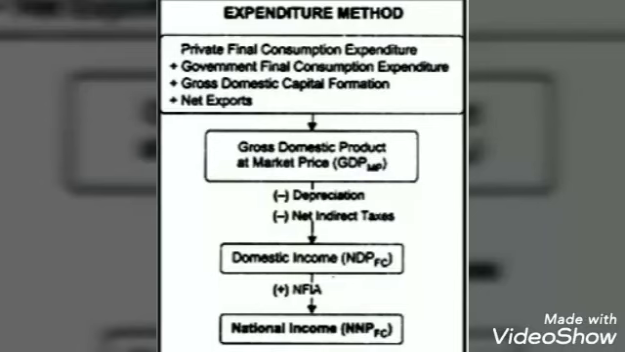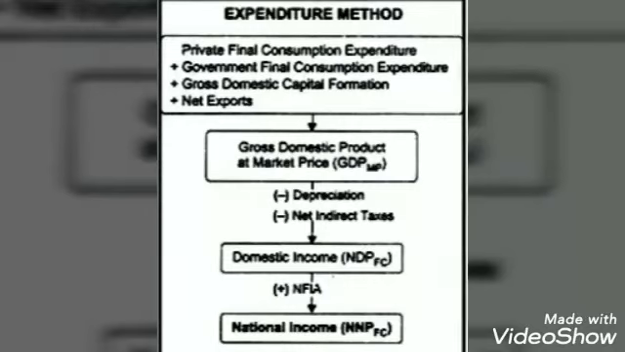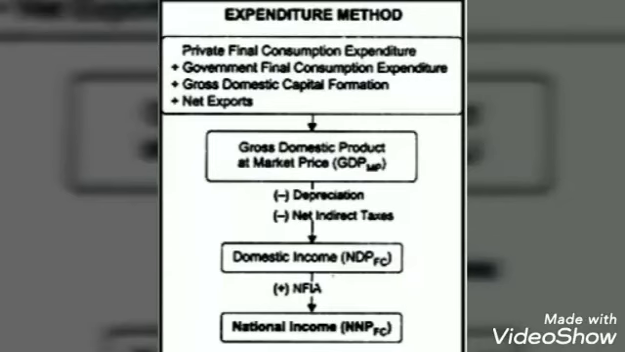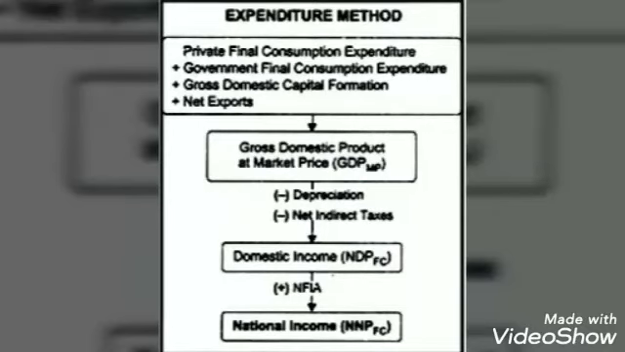And from this GDP at MP, if you deduct depreciation, you are able to reach towards NDP at MP, that is net domestic product at market price. And from net domestic product at market price, if you deduct net indirect taxes, children, you get net domestic product at factor cost, that is NDP at FC. Now in this NDP at FC, if you add NFIA, that is net factor income from abroad, you are able to reach towards NNP at factor cost, that is net national product at factor cost, which is actually a national income. So children, this is the measurement of expenditure method.